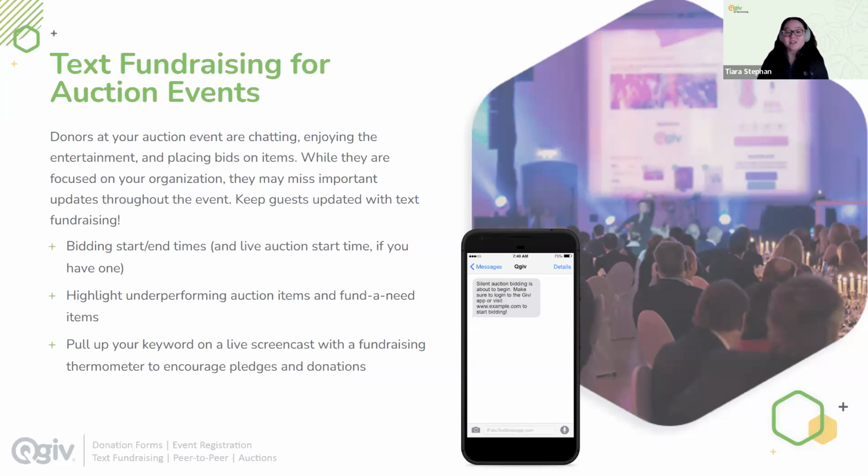You can also use text fundraising to highlight underperforming auction items and fund a need items. Sometimes in a sea of auction items, it can be really easy for donors to overlook some. So highlighting those hidden gems over text can drive bids to that item. And fund a need items sometimes get overshadowed by those auction items as well, and they need a little extra attention. So sending a shout out over text is a great way to direct attention towards those fund a need items as well.